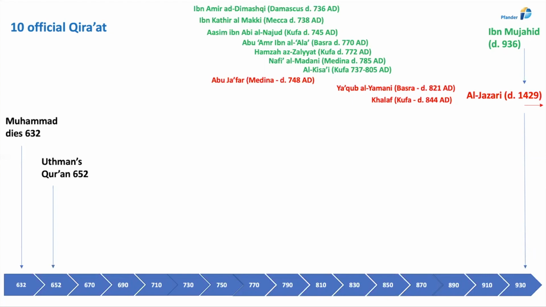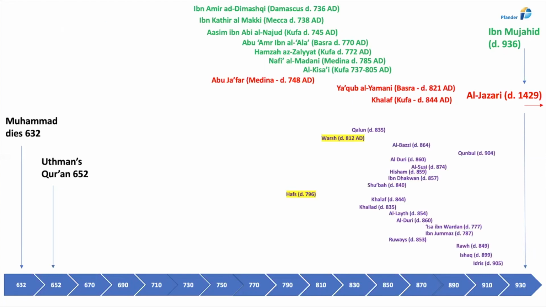So therefore, where is Hafs and Warsh? To understand where they are, you need to go to this list, the purple. And there is Warsh and Hafs in yellow. I've highlighted them in yellow. And it is Hafs, the one that we use today, that I circled in black. That's the Hafs that we use today. But he died in 796. Warsh, which is used all over North Africa, he died in 812.